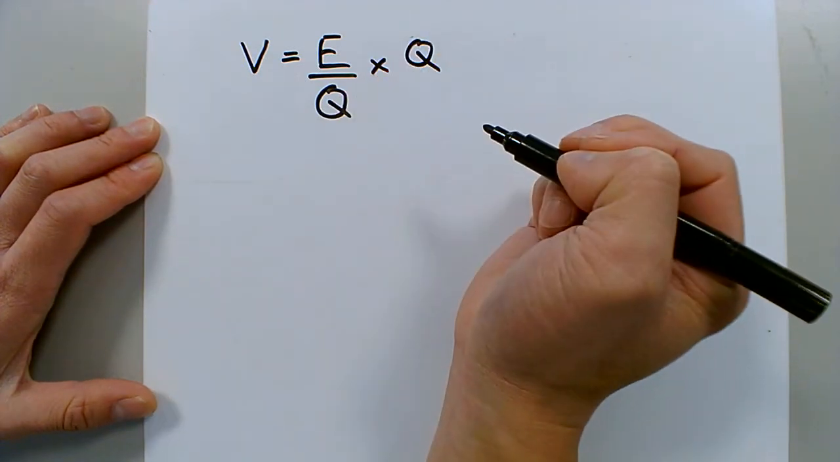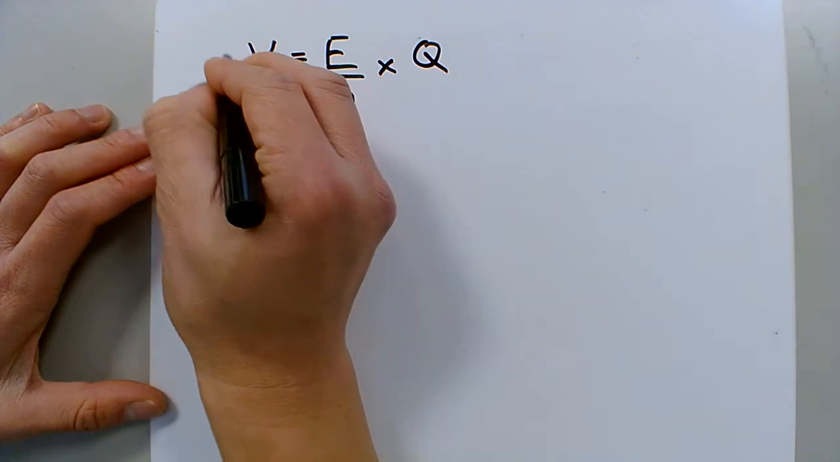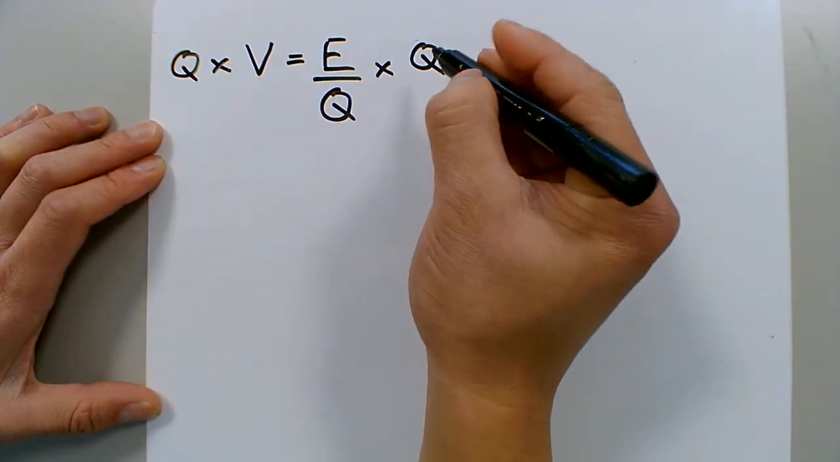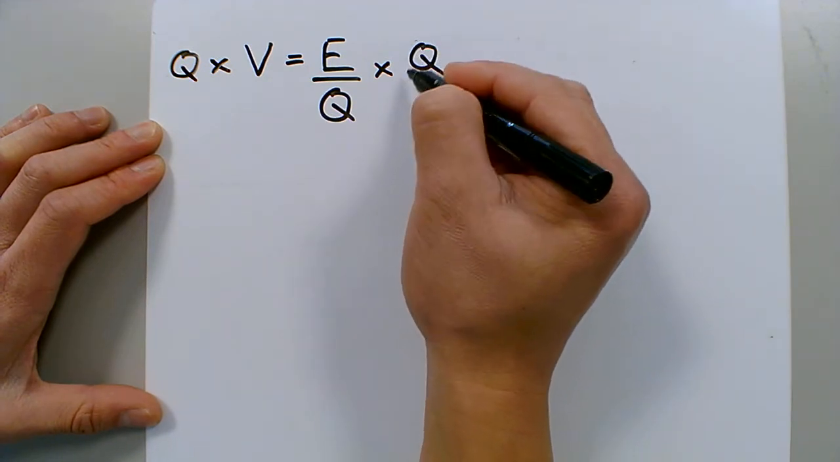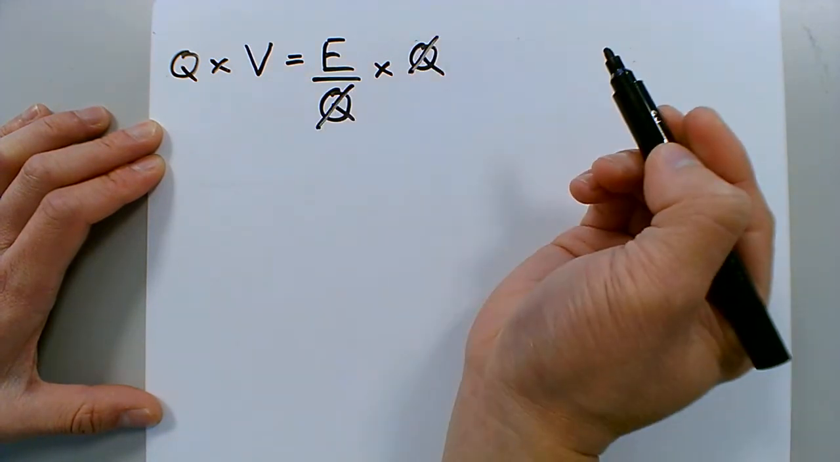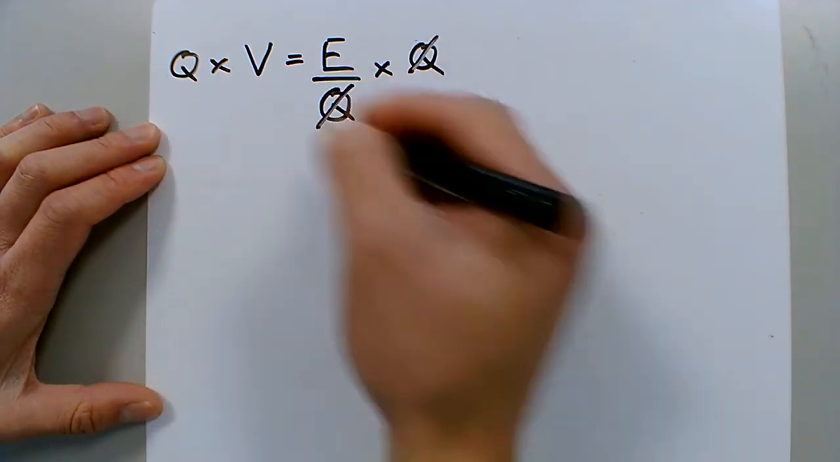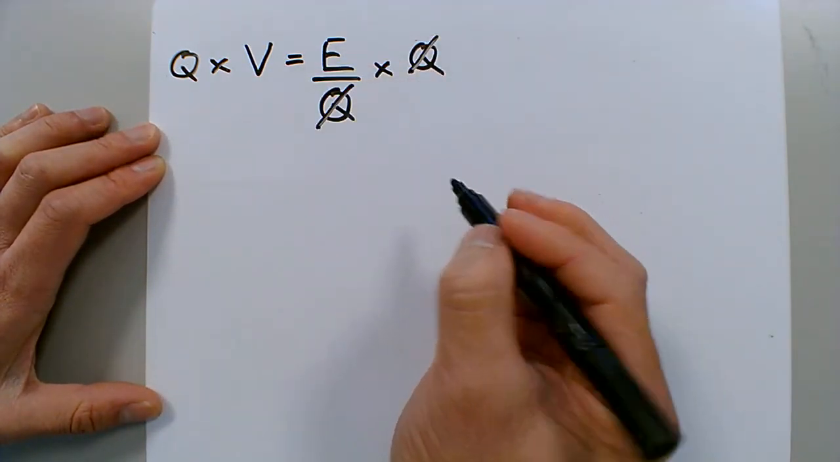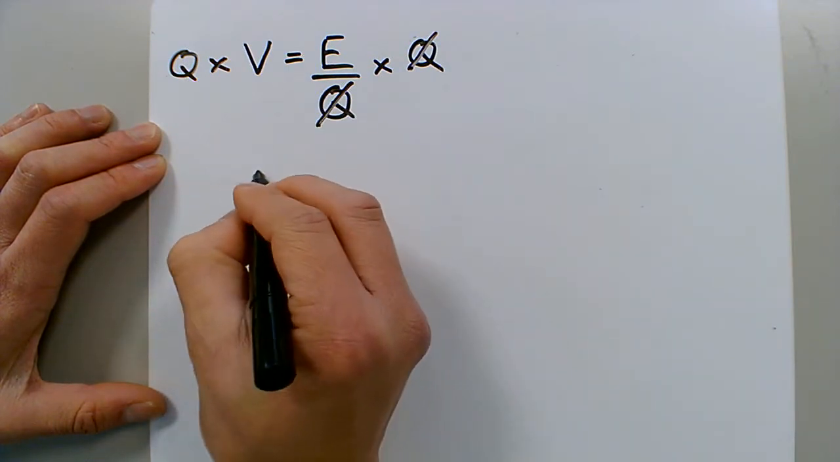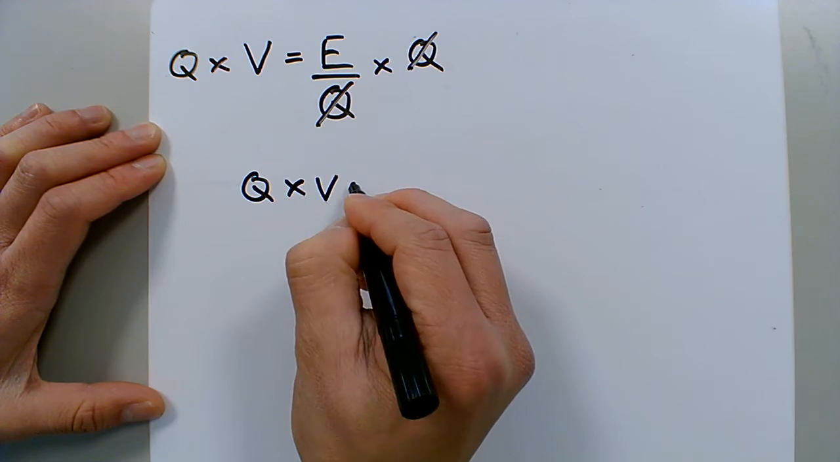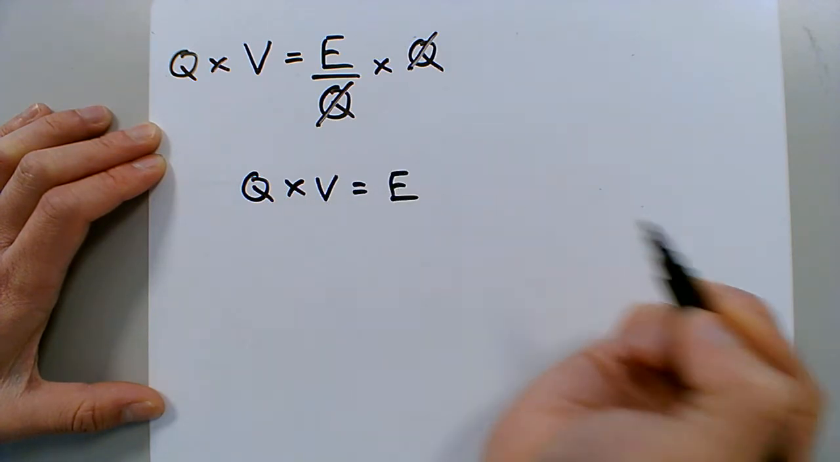And whatever we do on the right hand side, we do on the left hand side. Okay? So the Q's cancel out, and it's much clearer if we rewrite the equation. Otherwise it's going to get very, very messy. So let's rewrite the equation. So we've got Q times V equals E.